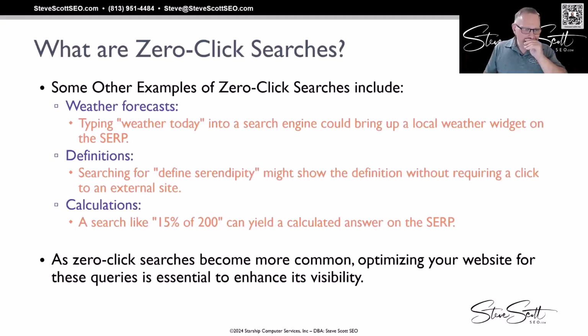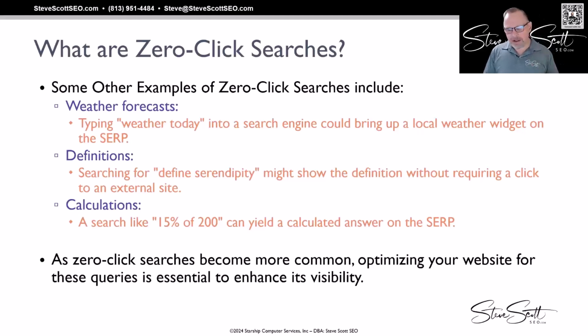This doesn't happen. Definitions, right? If you ask Google to define something, they're going to show a definition without requiring a click to go to dictionary.com or something like that. And calculations, right? Just do a search for what's 15% of 200, and it gives you an answer right on the search results. So again, we're using Google and other engines like Bing as well to get answers, but we're not diving into a website and not going into a URL and finding more information in a lot of situations, a lot of instances.